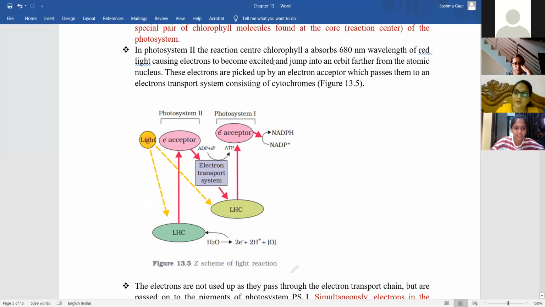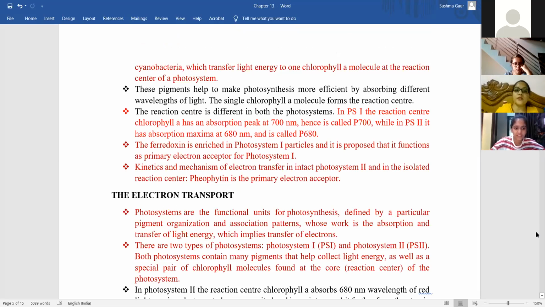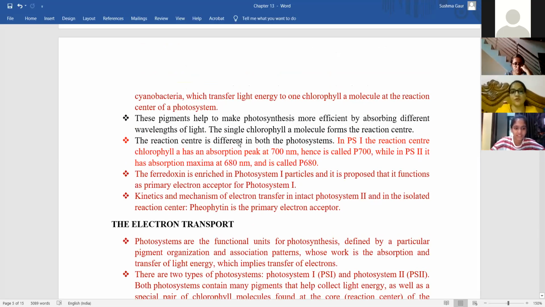So here in the light harvesting complex, this chlorophyll A, the reaction center of photosystem 2, will absorb red light at 680 nm, as a result of which the electrons become excited and jump into an orbit that is quite far from the atomic nucleus. And so these electrons are accepted by the electron acceptor. In case of photosystem 2, it is pheophytin, and ferredoxin is in case of photosystem 1. I'm getting confused. Yeah.